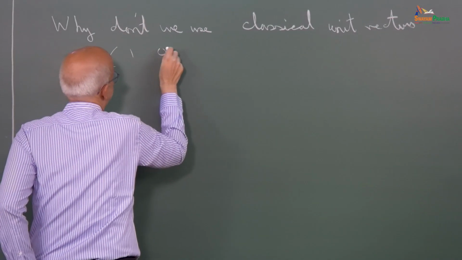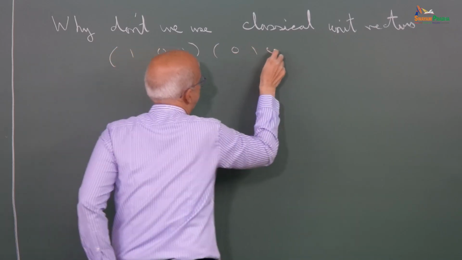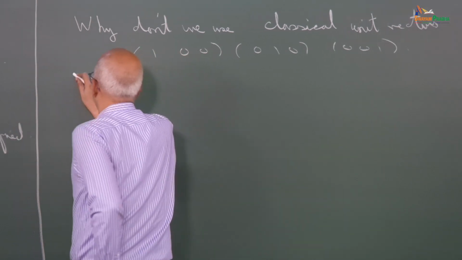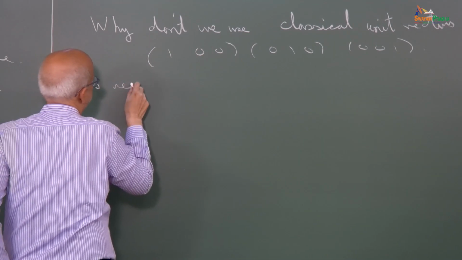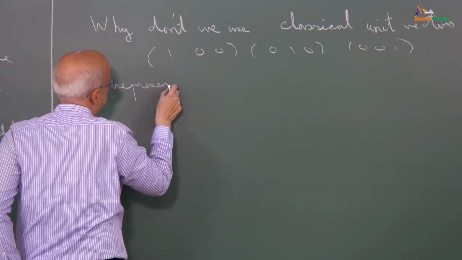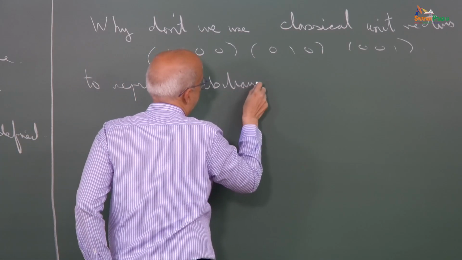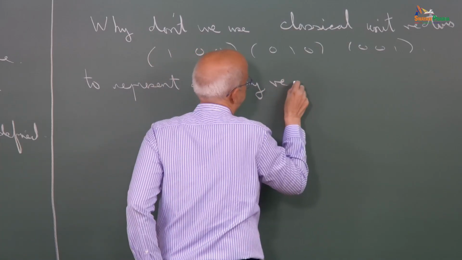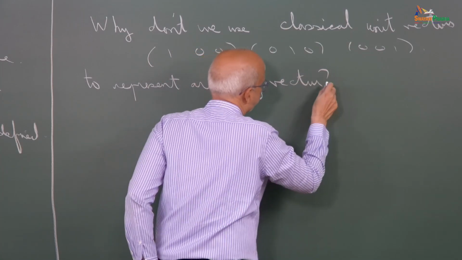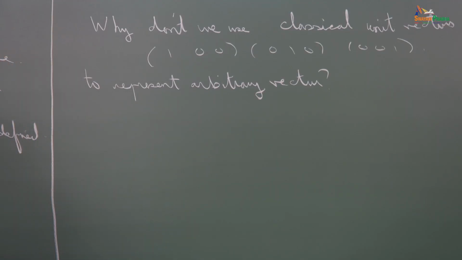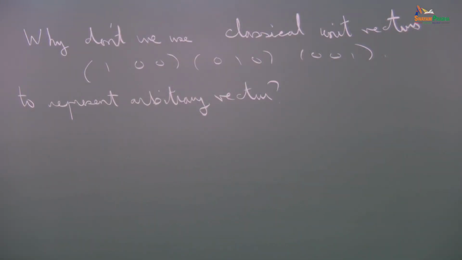What do I mean by that? 0 0 0 1 0 0 0 1 to represent an arbitrary vector, because we want to make sure this arbitrary vector also satisfies my constraint, which is my differential equation.